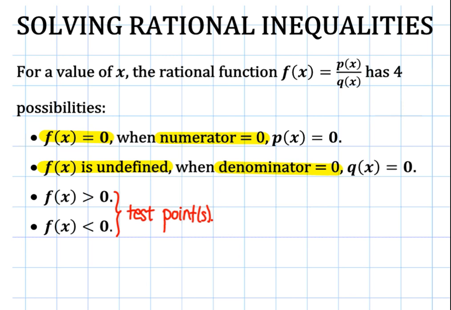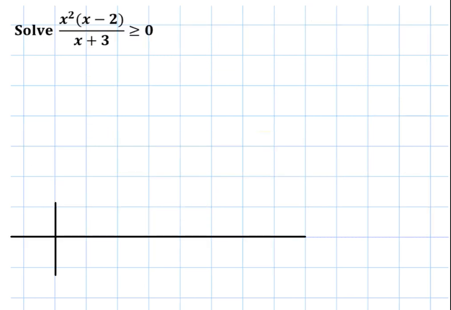Let's look at one example. We try to solve this inequality. So first, let f of x be the function on the left-hand side. We will find the values where the function is equal to 0 and where the function is undefined.